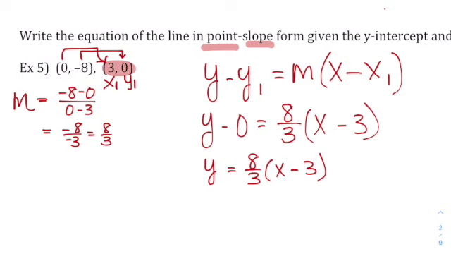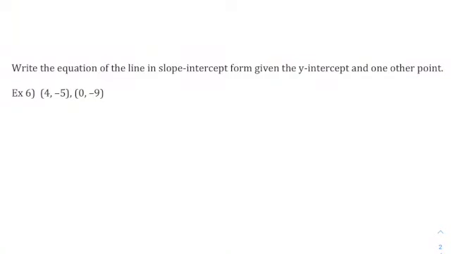And usually at that time, we'll even go as far as slope-intercept form, but right now I'm asking for point-slope form. So either the first one or the second one is all doable. Example number 6: write the equation of the line in slope-intercept form given the y-intercept and one other point. So I want slope-intercept, and don't forget that's y equals mx plus b.